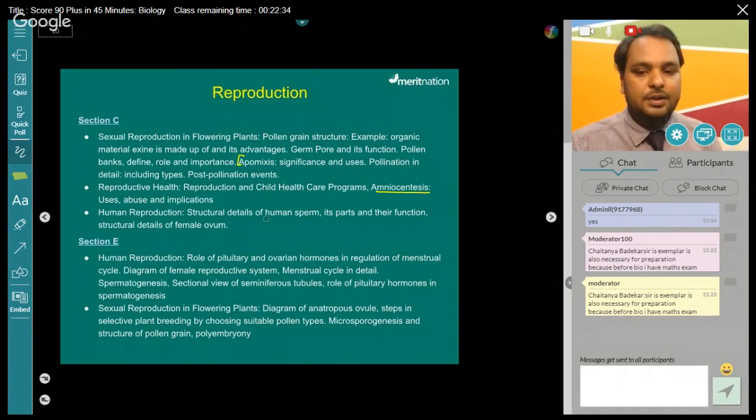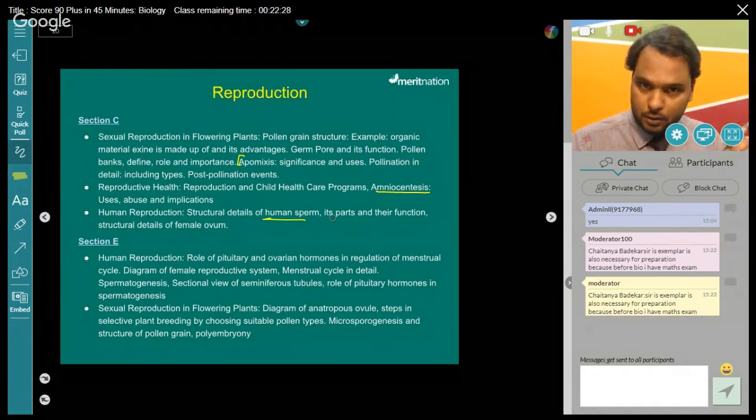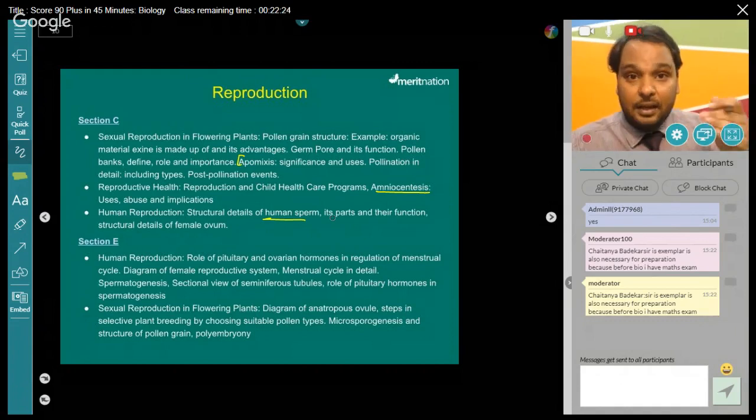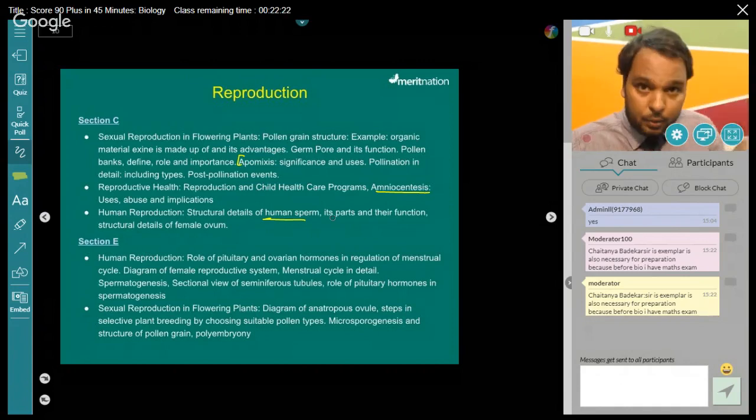Human reproduction: structural details of human sperm. Sometimes a diagram is also asked, with its parts and their functions. Structural details of the female ovum also. Okay, so you need to know that, as well as what the different membranes and outer coverings of the ovum are. Okay, so that you should remember.